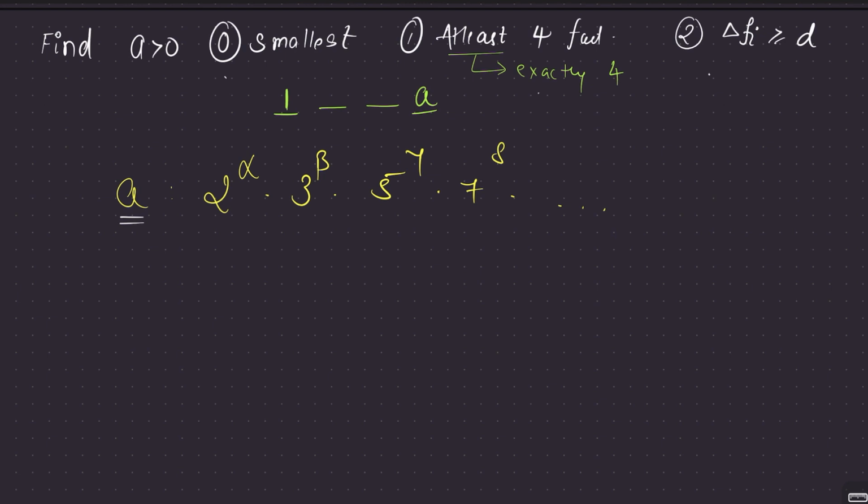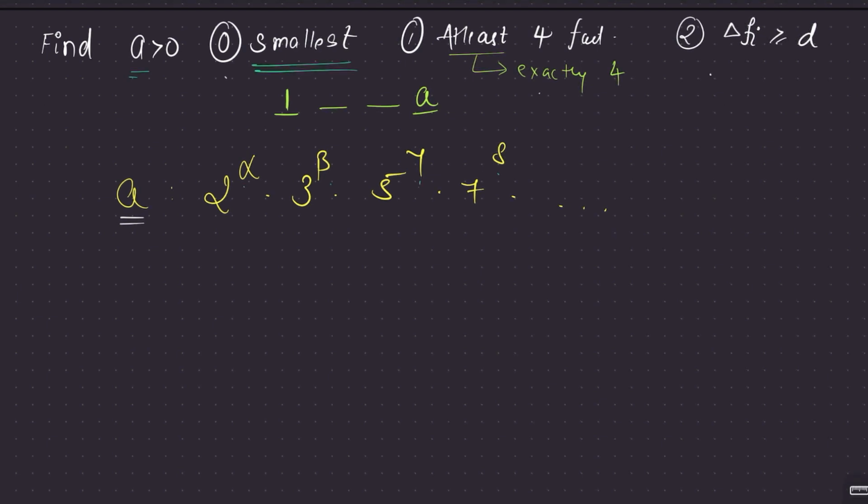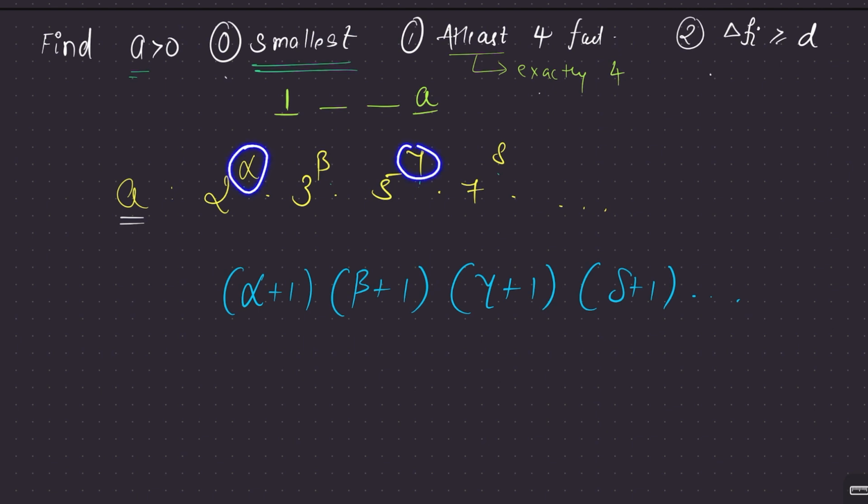So let's see what we can do. How many factors does A have? It is equal to (alpha plus 1) into (beta plus 1) into (gamma plus 1) into (delta plus 1), and so on, depending on how many primes it has in its factorization. Now notice one thing here, very important. If just any 2 of the powers are set, that is, they are greater than or equal to 1, let's say alpha is set and gamma is set, so alpha is 1 and gamma is 1, the smallest possible value.